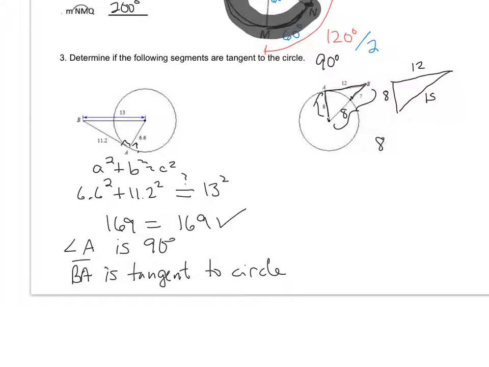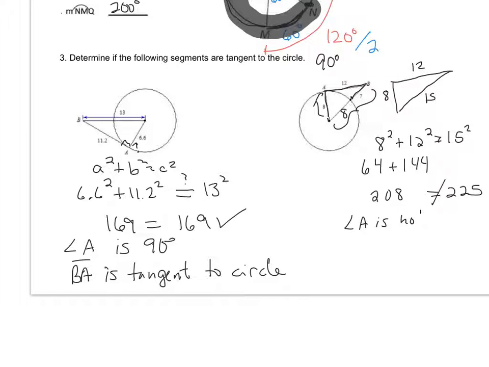So I'll see if the Pythagorean theorem holds. Is 8 squared plus 12 squared equal to 15 squared? That is our question. So that's 64 plus 144. That is going to be 208. But the other side is 225 if you take 15 squared. So in this case, we say angle A is not 90 because the Pythagorean theorem is not holding. So we'd say BA is not tangent.